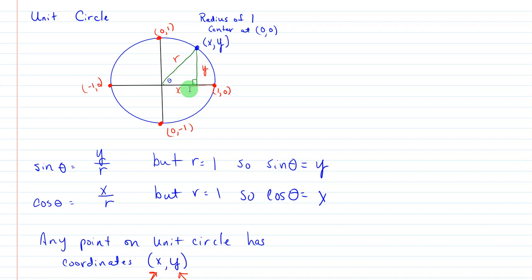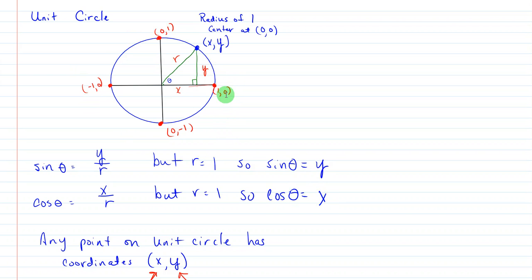Within here, on any point on this circle, we can drop a perpendicular, and so we know that this r value is 1 and we have an x and a y value. In the unit circle, if this is theta, then the sine of theta is y over r. The cosine of theta is x over r. And so since r is 1 in the unit circle, we get that sine theta is y and cosine theta is x on this circle.